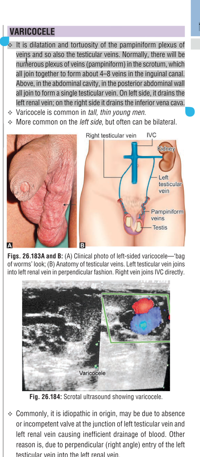Varicocele. It is dilatation and tortuosity of the pampiniform plexus of veins and so also the testicular veins. Normally, there will be numerous plexuses of veins, pampiniform, in the scrotum, which all join together to form about 4 to 8 veins in the inguinal canal. Above, in the abdominal cavity, in the posterior abdominal wall, they all join to form a single testicular vein. On the left side, it drains into the left renal vein; on the right side, it drains into the inferior vena cava.